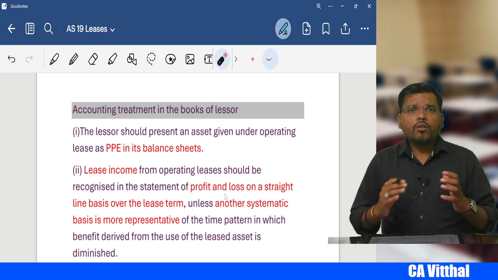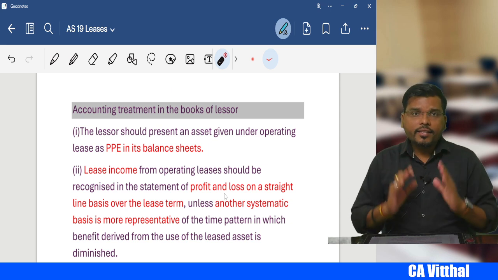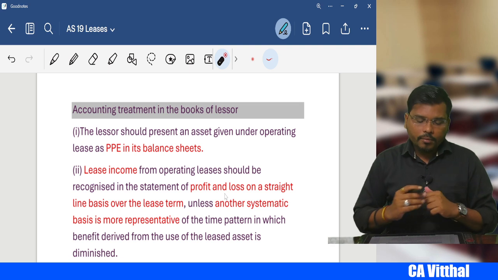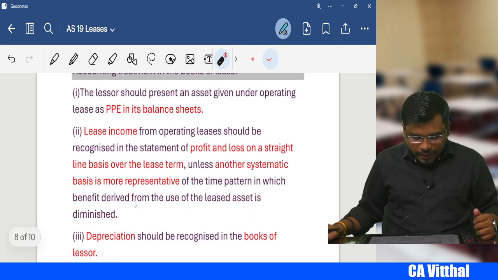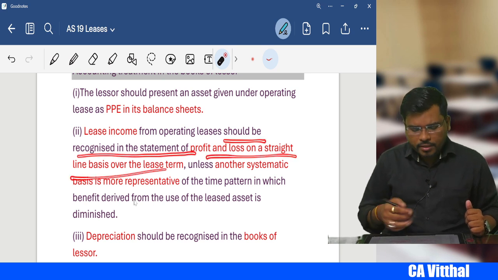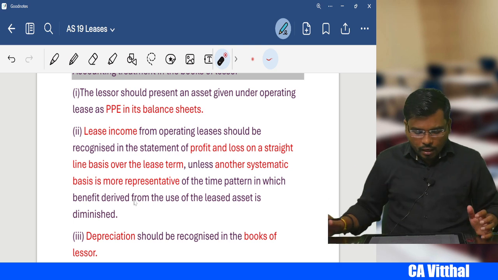So he is the owner of the asset. So the asset will be recorded by whom, sir? Lessor in his book as a PPE in the balance sheet, right? Lease income from the operating leases should be recognized in the statement of profit and loss on a straight line basis, because lease is an income for him, like whatever lessee pays to the lessor.